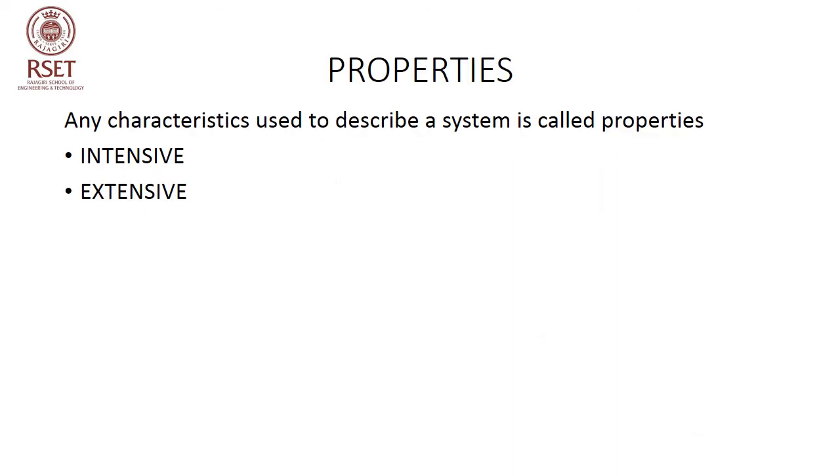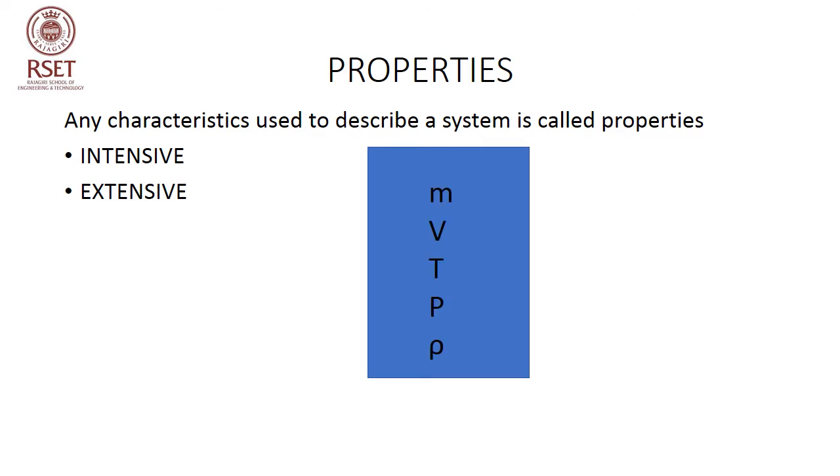For our reasons, a control volume system approach is being taken for fluid mechanics. Okay, now any characteristic which is used to describe a system is called properties, and these properties can be of two different types, intensive and extensive in nature. If you are taking an intensive property, it is independent of the mass, and if you are taking an extensive property, it is dependent on mass.